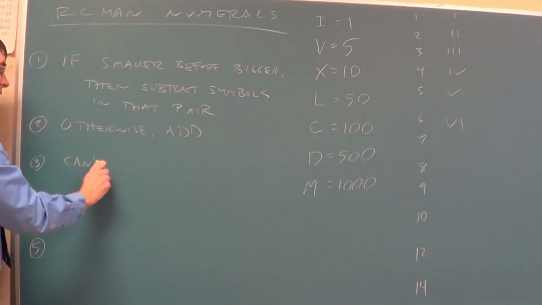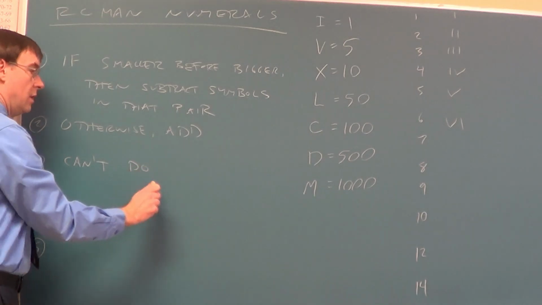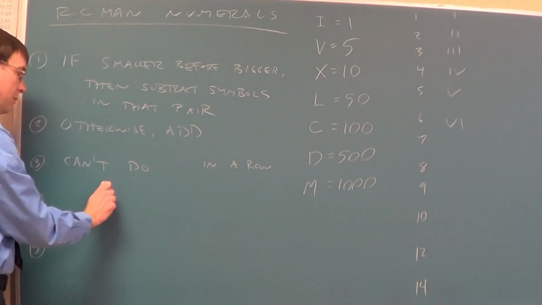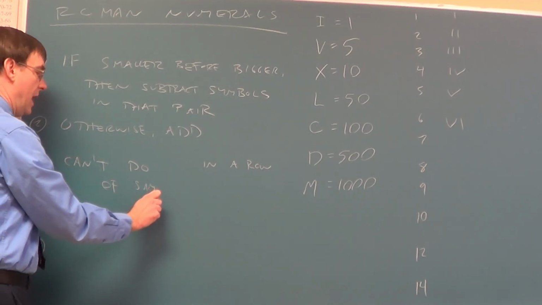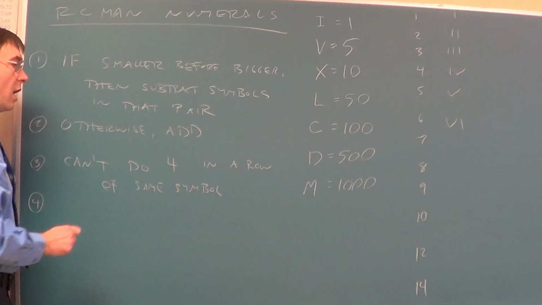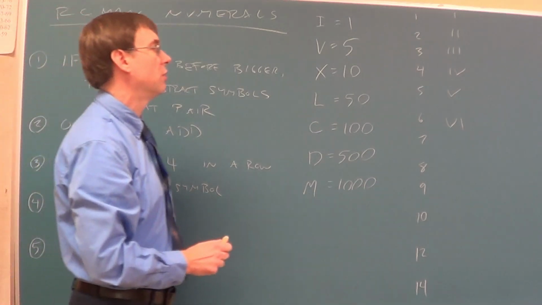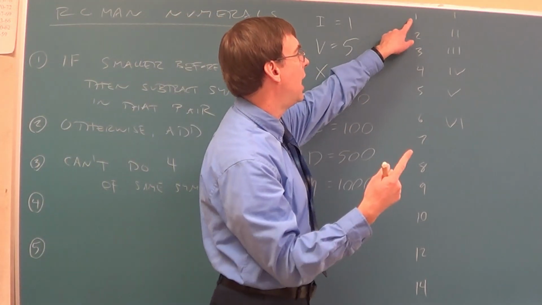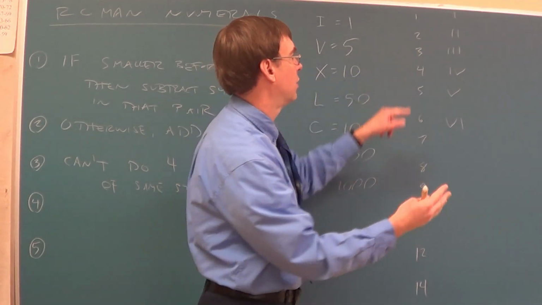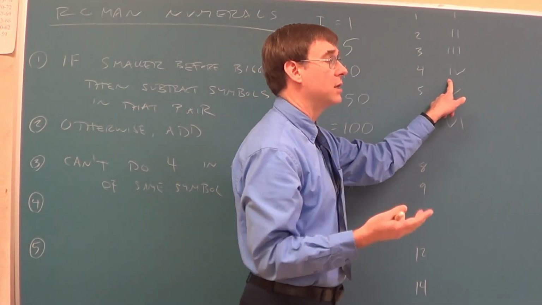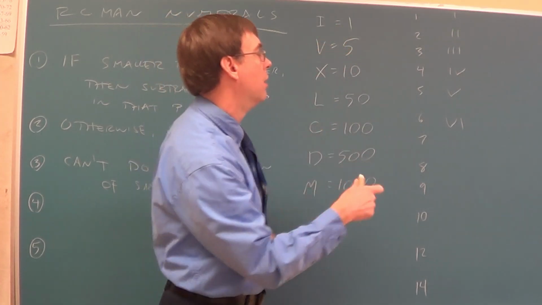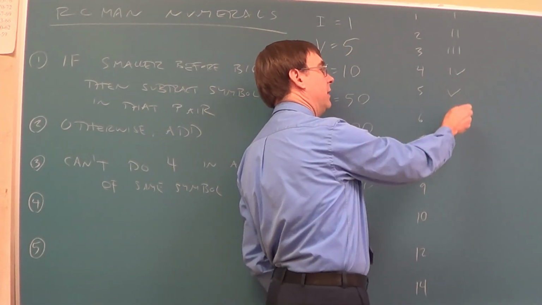But other than that, we're always going to try to add stuff up. There's also a limit that just came in there. You can't do 4 in a row of the same symbol. So 4 in a row is out. 3 in a row is the most you're allowed to do. So 1 is an I, 2 is 2 I's, 3 is 3 I's, but we're not allowed to do 4 I's. So to build 4, you have to find a way to subtract. You can't add up to get 4 if you're not allowed to do 4 in a row. So we have to subtract 1 from 5.